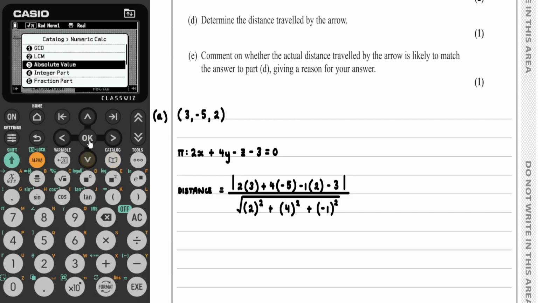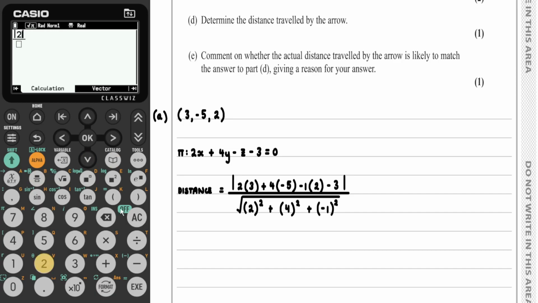We have the absolute value of 2 multiplied by 3 plus 4 multiplied by negative 5 subtract 1 multiplied by 2 subtract 3, over the square root of 2 squared plus 4 squared plus negative 1 squared. It turns out we get 4.15.